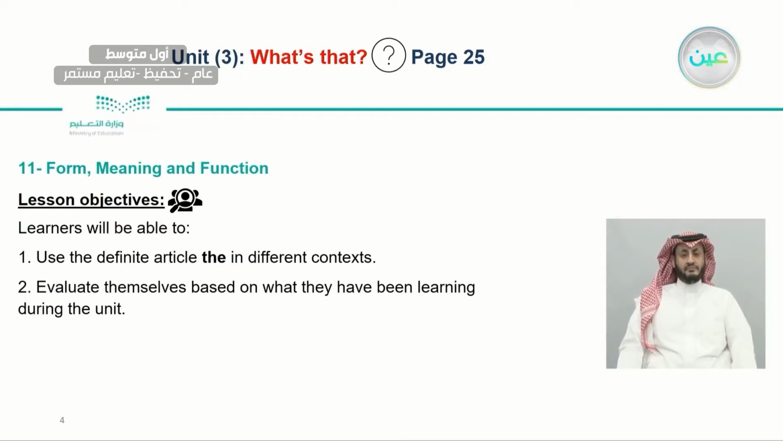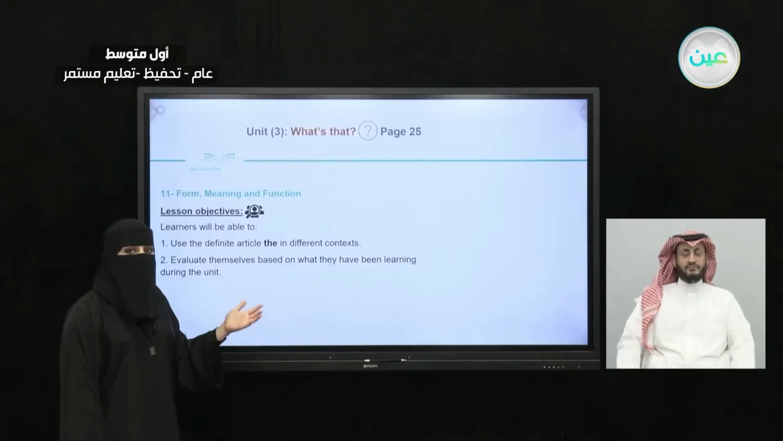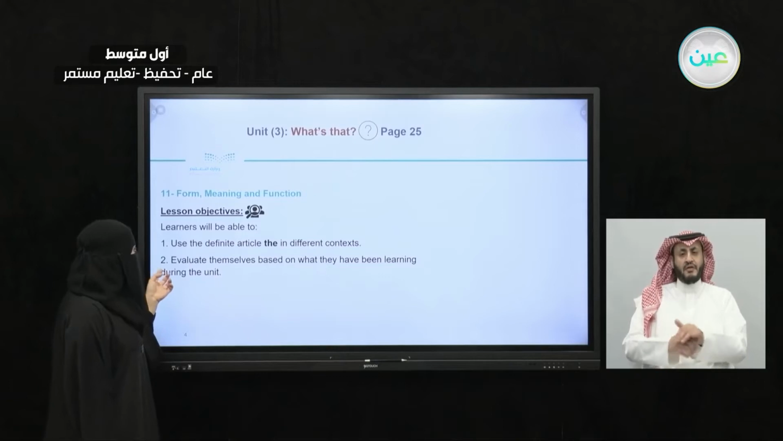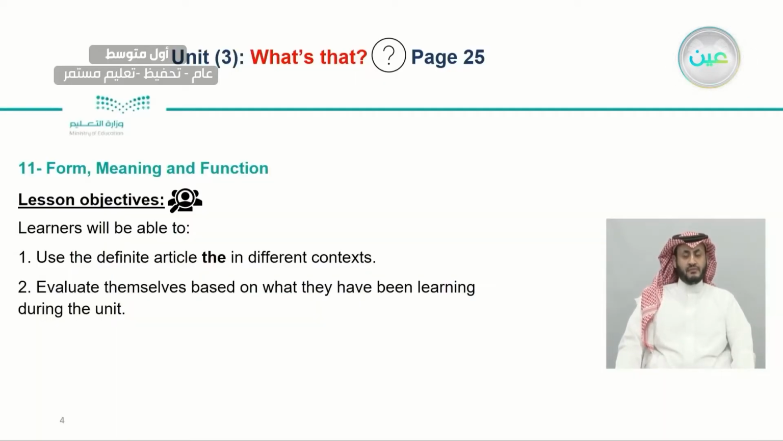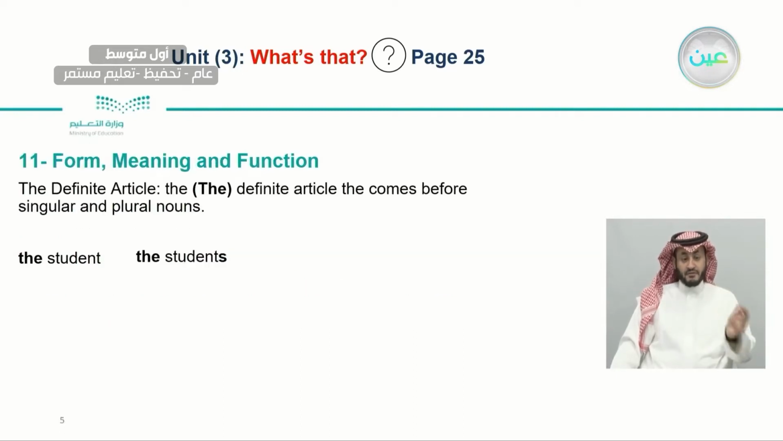Unit 3, what's that? Page 25, form, meaning, and function. Our lesson objectives: learners will be able to use the definite article the in different contexts, and we will explain more later on. Number 2, we'll be able to evaluate themselves, you, based on what they have been learning during the unit. Okay? All right, so let's go and check form, meaning, and function.